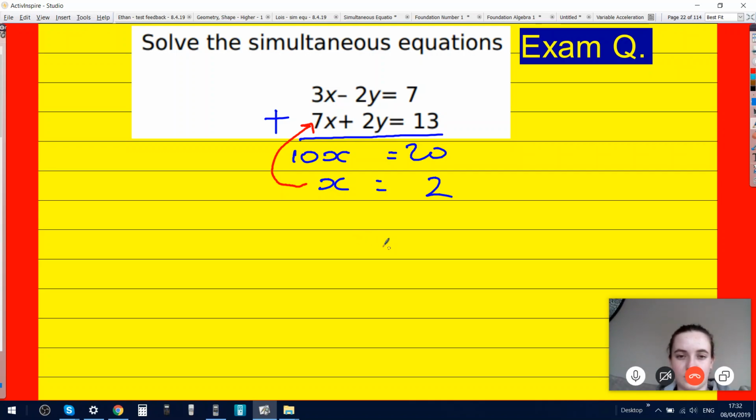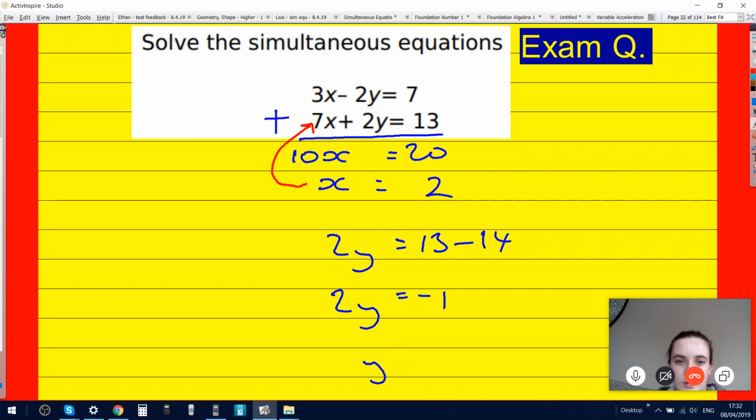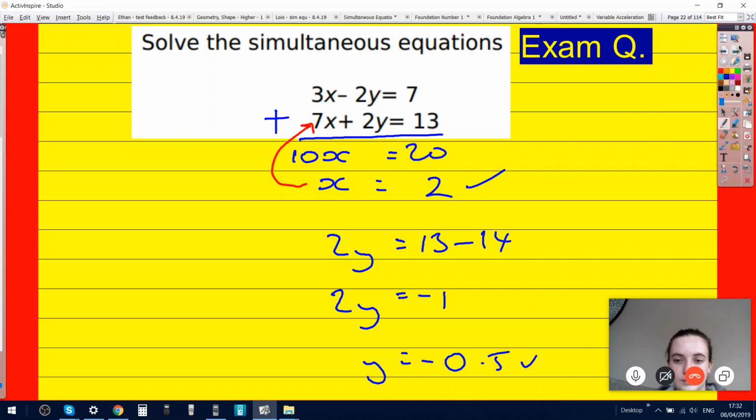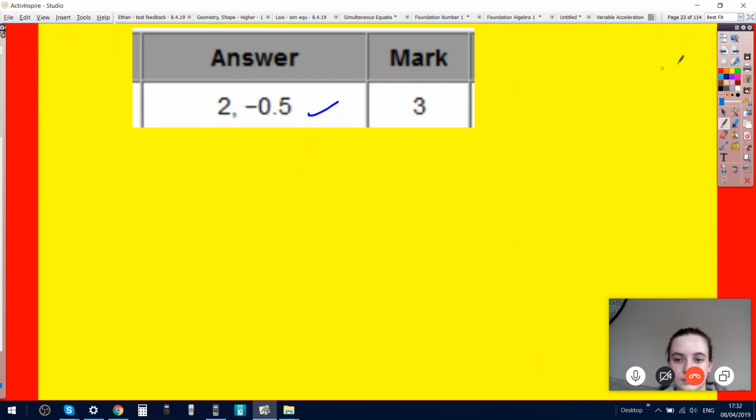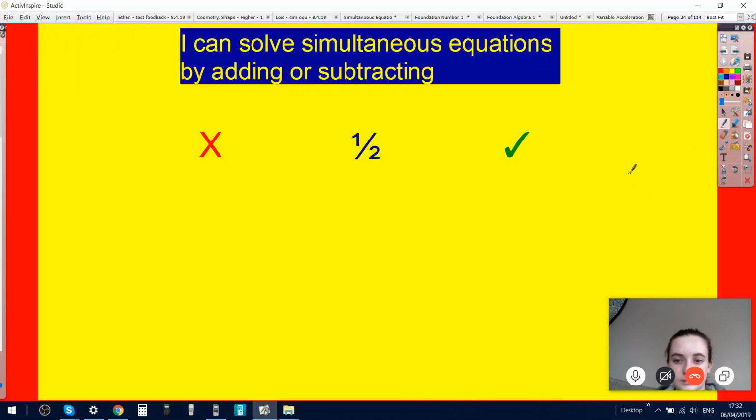13 minus 14 is minus 1. So 2y equals minus 1. So then y equals minus 0.5. That's it. And so 2, minus 0.5. Those ones?